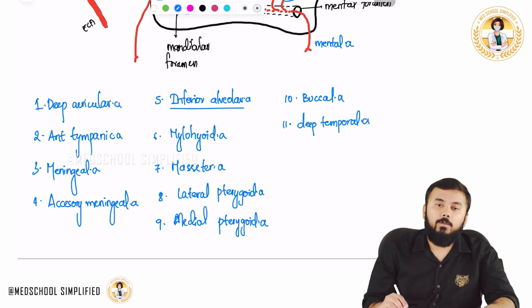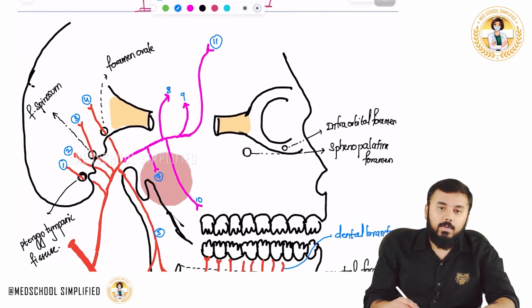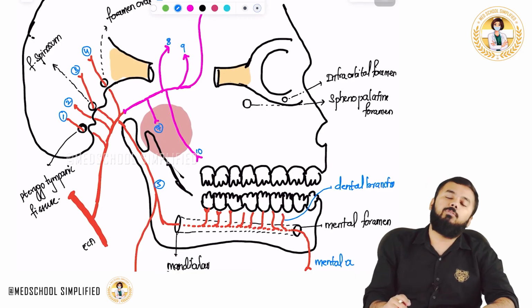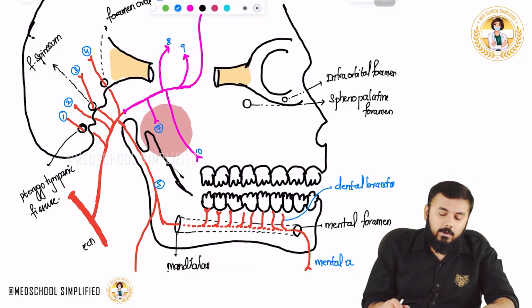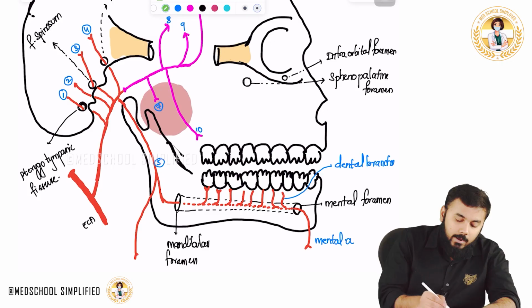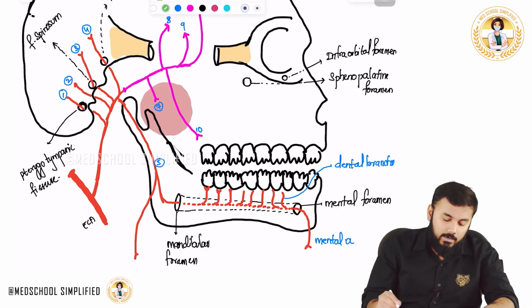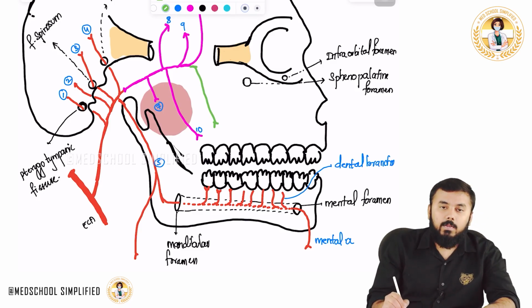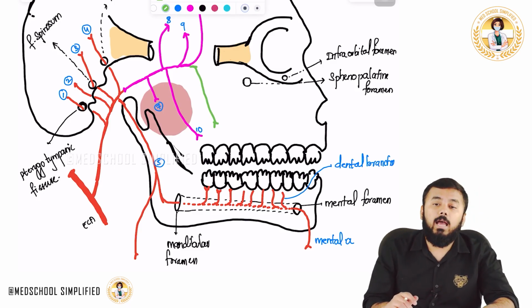Okay, now after deep temporal artery, till here whatever branches I have so far discussed is the second part of your maxillary artery. Right, now after this second part, coming on to the third part of the maxillary artery. This third part gives one branch down all the way.